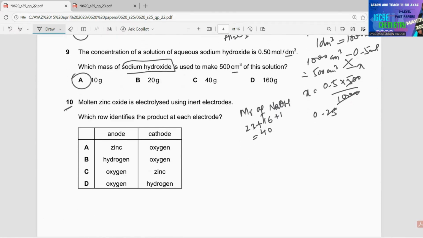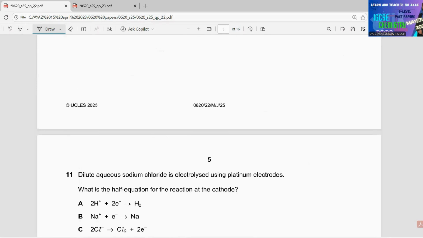Number 10, molten zinc oxide is electrolyzed using inert electrodes. Which row identifies the product at each electrode? We have molten zinc oxide. So at cathode, you must be getting zinc, and at anode, you must be getting oxygen. So if you look at these choices, C must be the right answer in this case. No need to look at the other choices. We won't be getting oxygen or hydrogen at cathode or anode because this is molten zinc oxide, not aqueous solution.